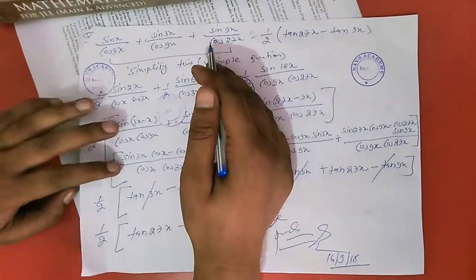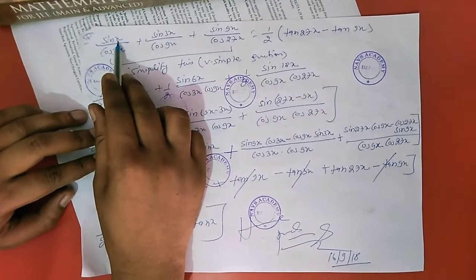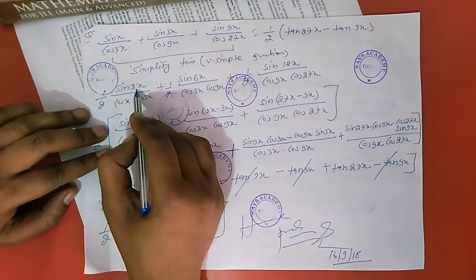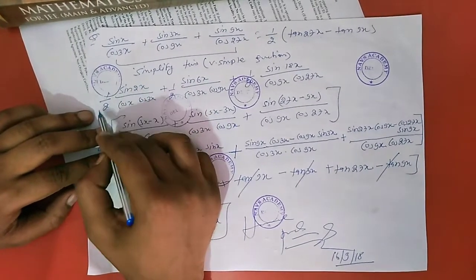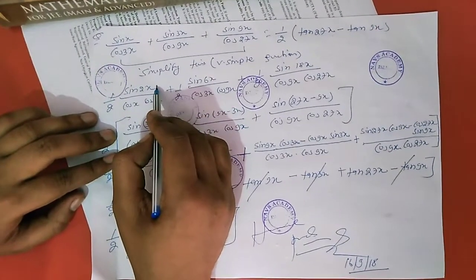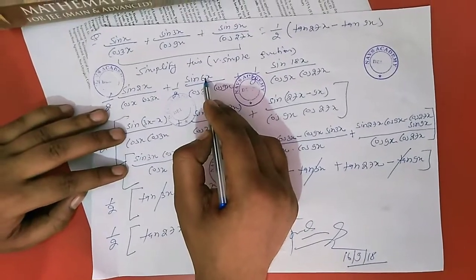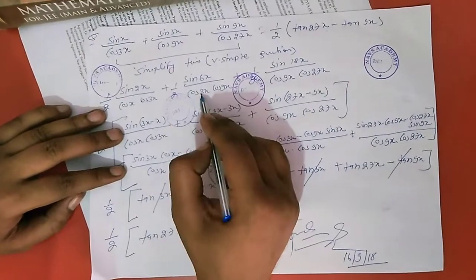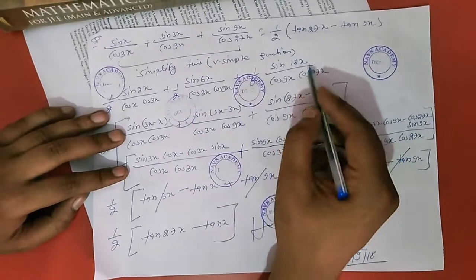Take sin x by cos 3x. Here there is only a single x, so we have to multiply by 2. When we multiply by 2, it becomes sin 2x, which is 2 sin x cos x. Here 2 is extra, so we divide by 2, that is multiply by 1 by 2, and the extra cos x we divide by. Again, sin 3x becomes sin 6x, which is 2 sin 3x cos 3x. Here it is the same thing, and the extra part we divide by and cancel. Similarly, we can do this.